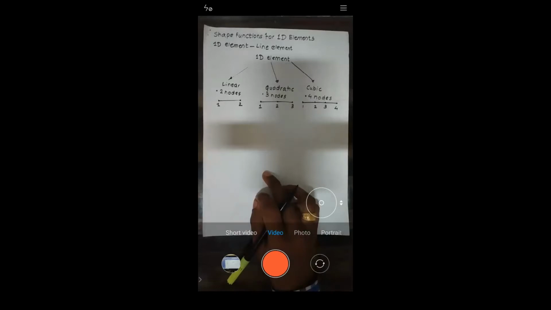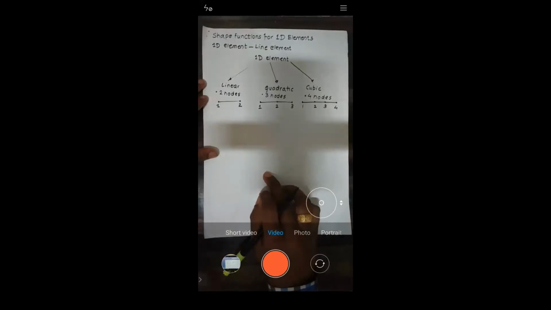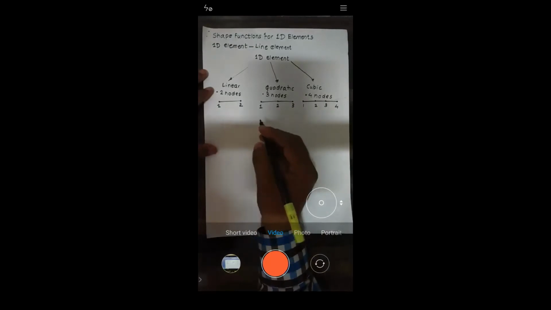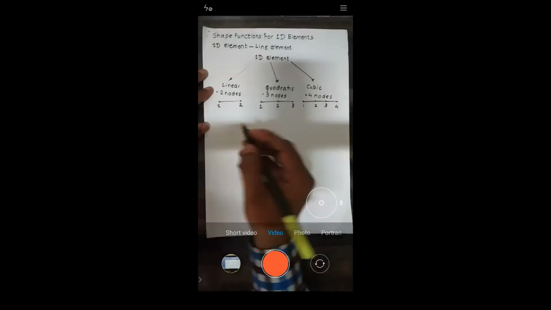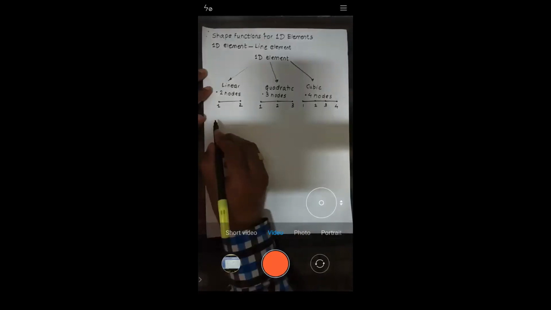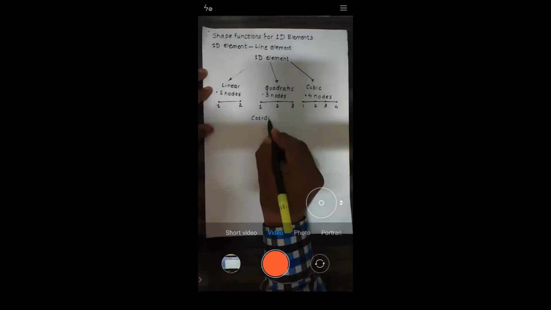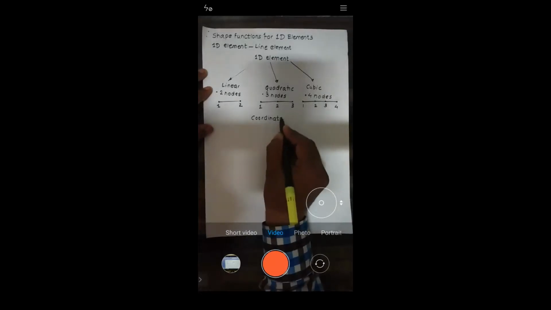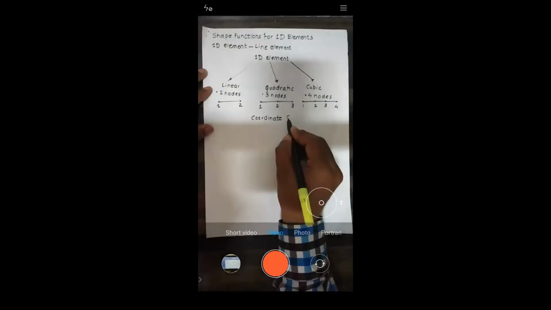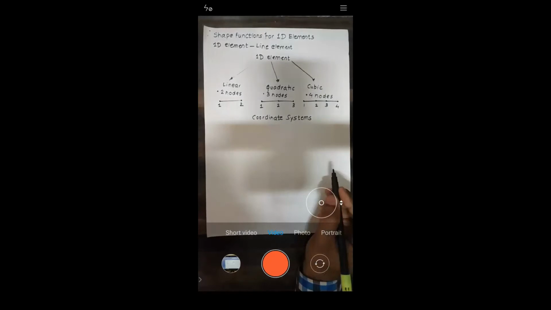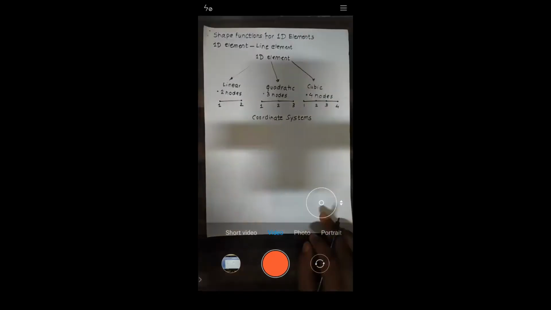Again, all of you see here. If we need to calculate the shape functions, we will calculate them in a coordinate system. This is very important. You should also understand these coordinate systems. So we have three types of coordinate system. One is called the global coordinate system.